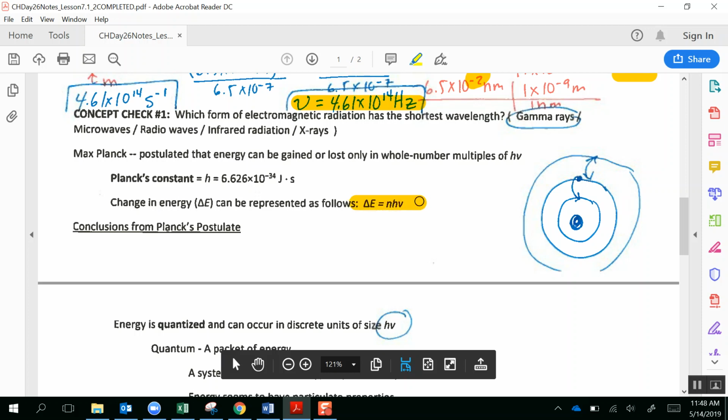Planck's postulate goes along with what we know about the atom. We know that electrons can only occupy certain energy spaces. It's not necessarily orbital like Bohr's model over here, but there are specific places. And so when it loses or gains energy, it can only lose or gain energy which would account for a rise or a fall from one or the other of those energy levels.